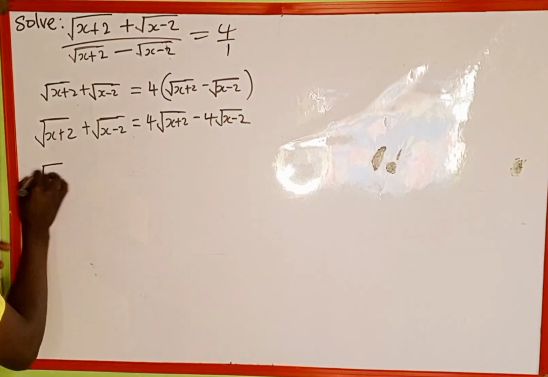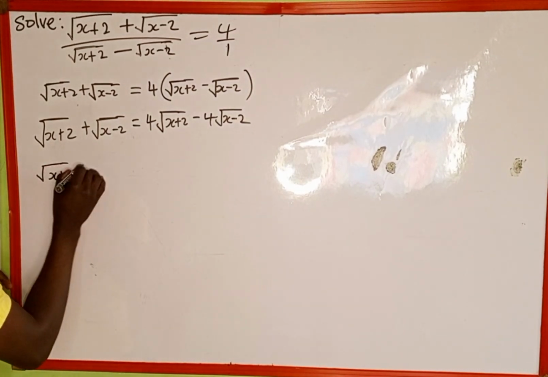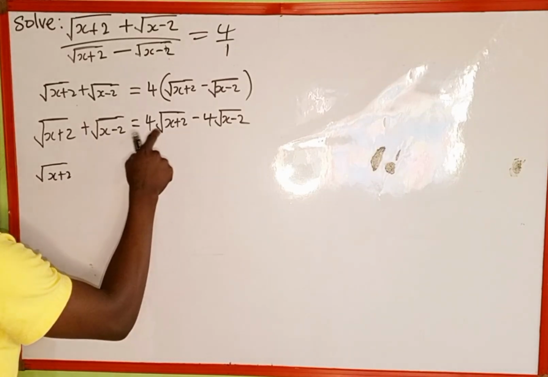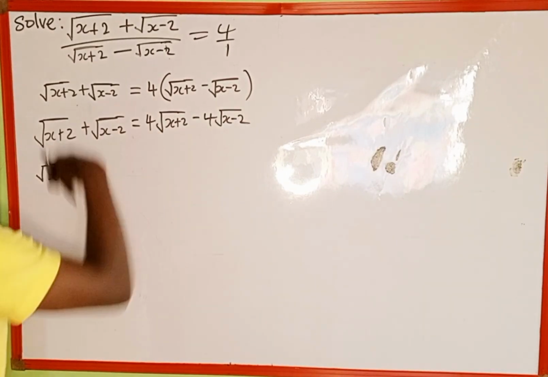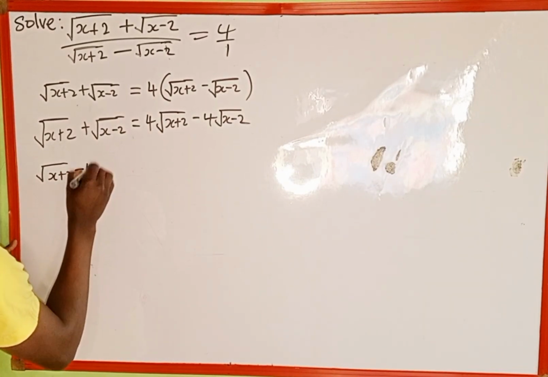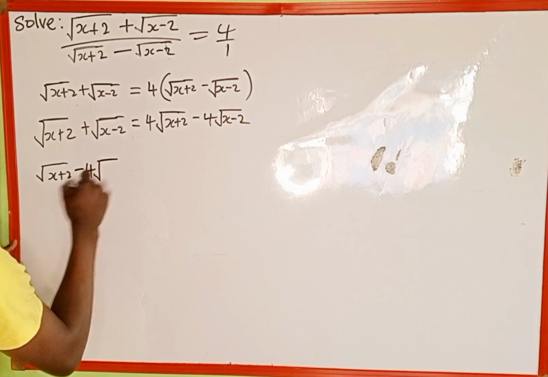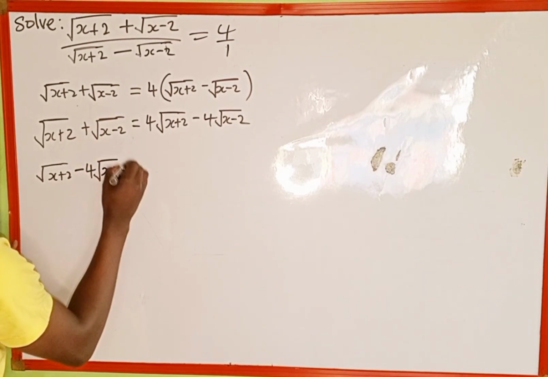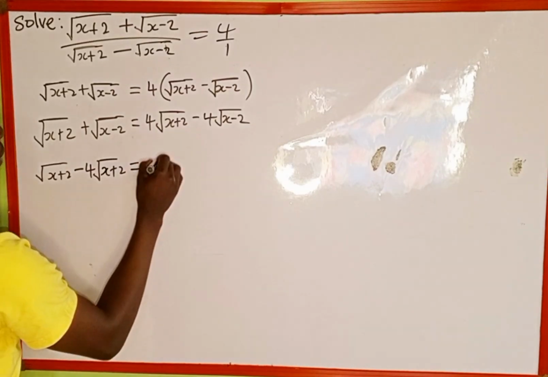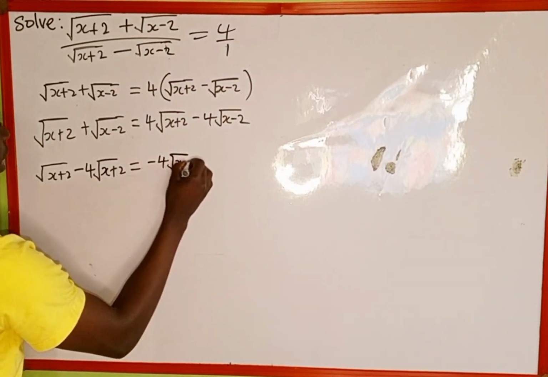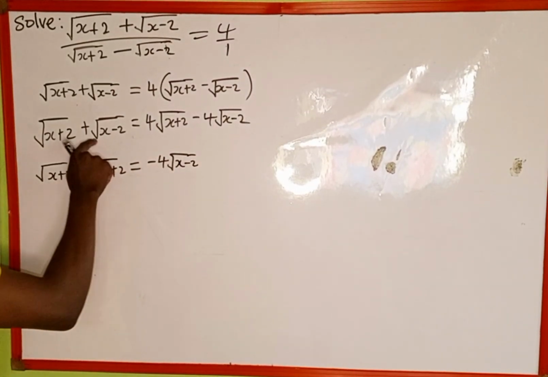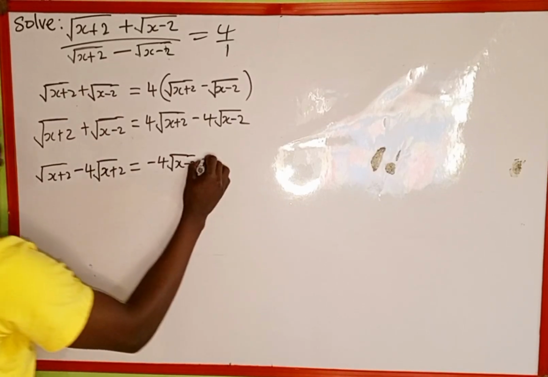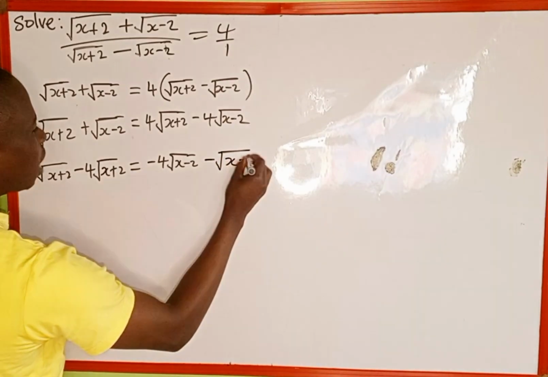So we're going to have root of x plus 2. Then when this positive 4 root of x plus 2 crosses the equality sign, it's going to change to negative 4 root of x plus 2, which is going to be equal to negative 4 root of x minus 2 here, and where this positive root of x minus 2 crosses, it is going to change to negative root of x minus 2.